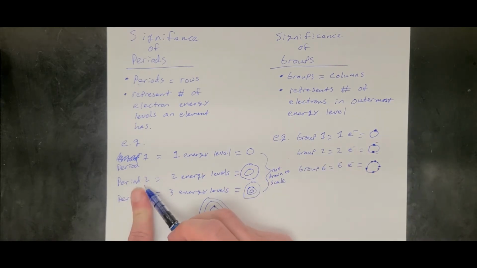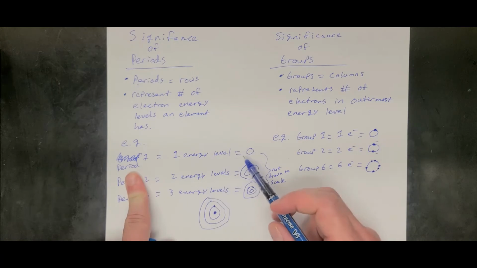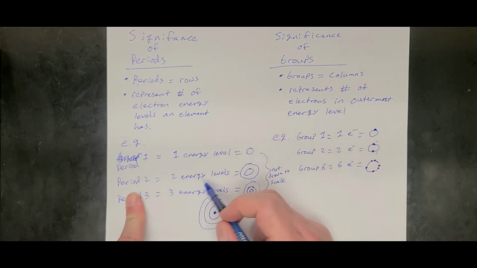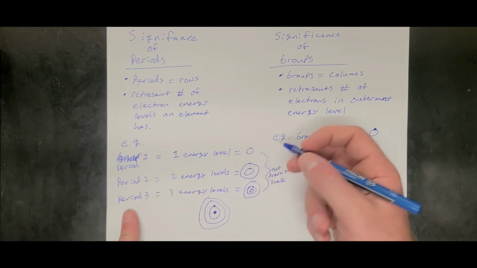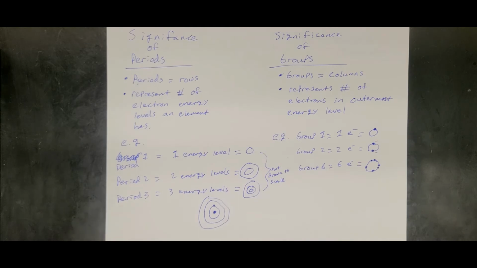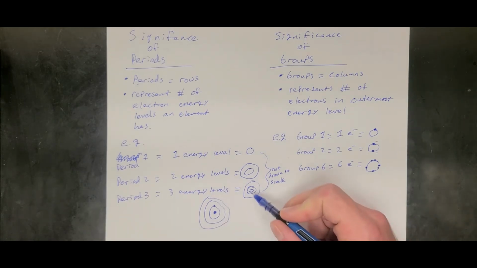In this case, period 1 has 1 energy level, so we would just draw 1 energy level. Period 2 has 2 energy levels, so we would draw 2. Period 3 has 3 energy levels, so we would draw 3 energy levels there. 1, 2, and 3.